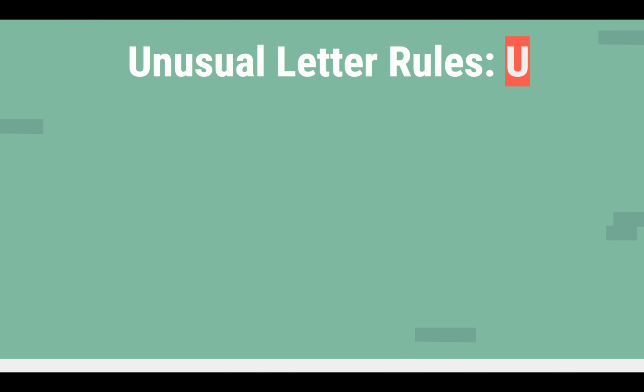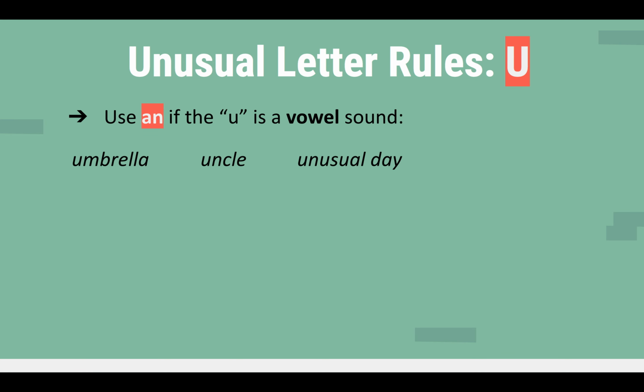The unusual letter rules for U. We use an if the U is a vowel sound. How do we know it's a vowel sound? It sounds kind of like "uh," as in "uh, I don't know the answer." For example, umbrella, uncle, unusual day.